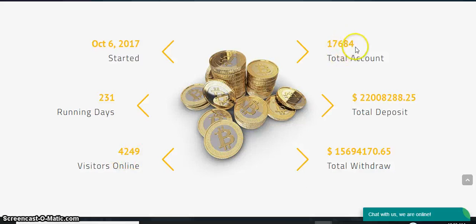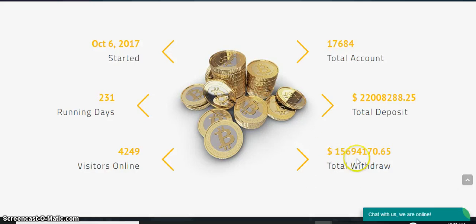Total accounts, 70,684. And then total deposits. This is how much people are depositing into this Bitlandis: $22,082,088.25. Right? Now the withdrawal is less than the total deposit, which is $15,694,170.65. So the deposit is always going to be more than the withdrawal because they will have a certain amount of money they want to keep. So they're already about 7 million up on it, pretty much everybody.